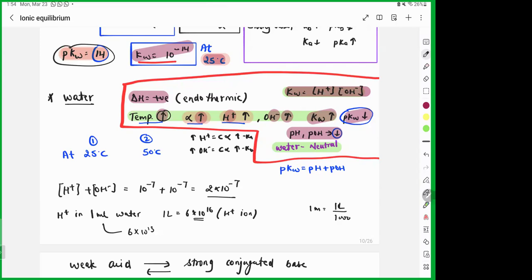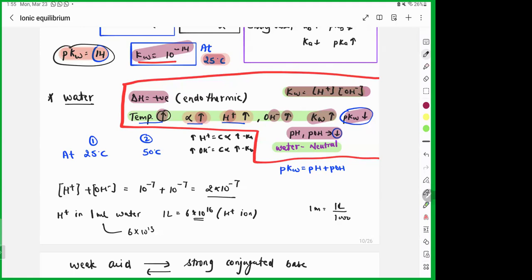pH and pOH will decrease, but water will overall remain neutral. So the question will be asked: what is the impact of increasing temperature? pH and pOH decrease overall, but water is still neutral. For example, the pH of water is 6 at 50 degrees Celsius. What should be its nature, Chandana? Acid, base, or neutral? Sir, can you repeat the question? The pH of water is 6 at 50 degrees Celsius. Is it acid, base, or neutral?